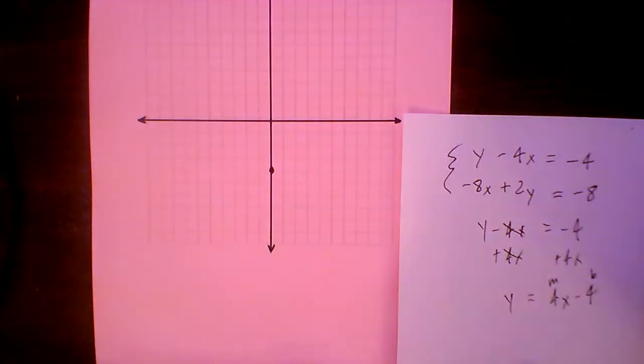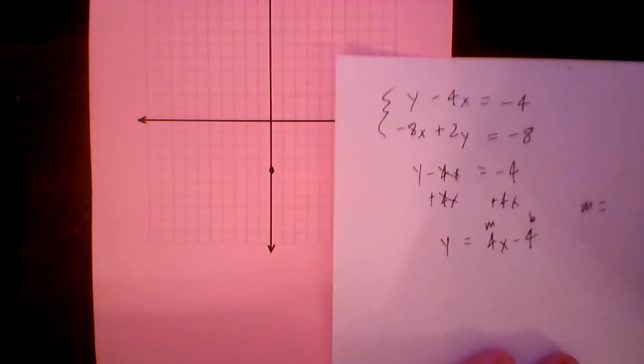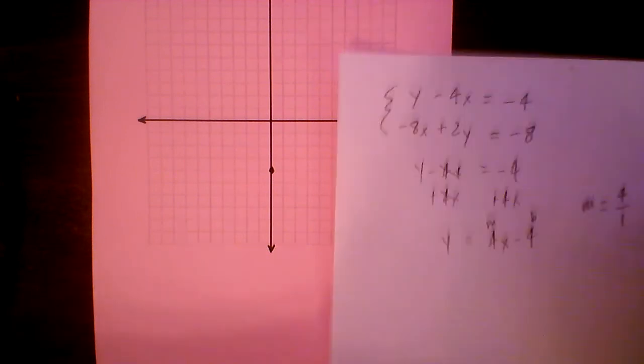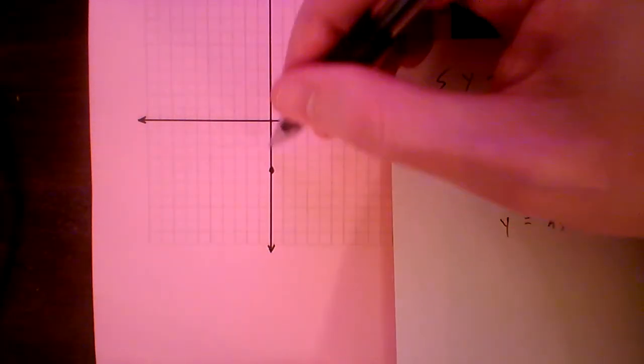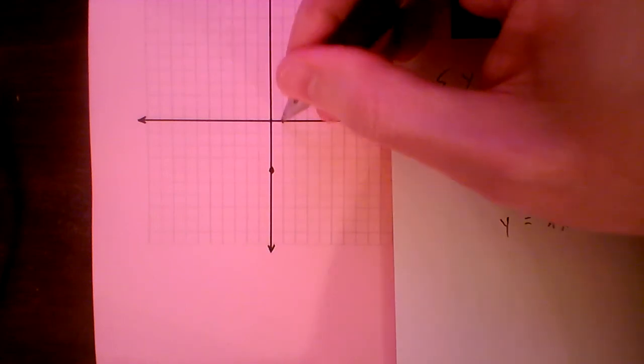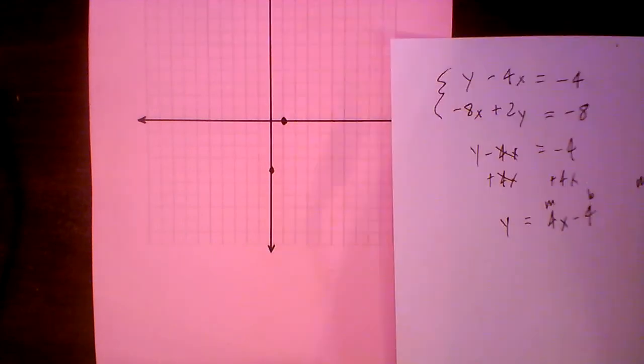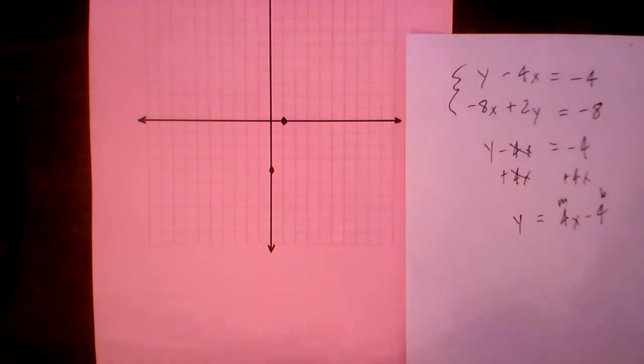And then my slope is 4, which we want to think of like a fraction. So 4 over 1 is going to be my slope. I can use that from here, as long as I have one point, to move to my next point. So I would just go up 4 and over 1, and that'll give me my second point that I need.